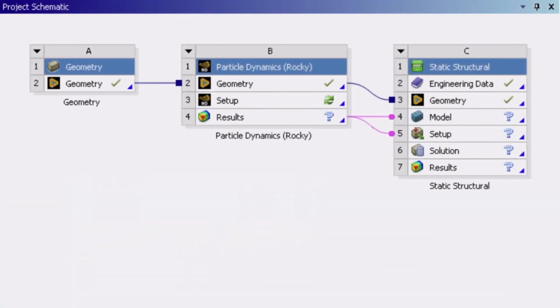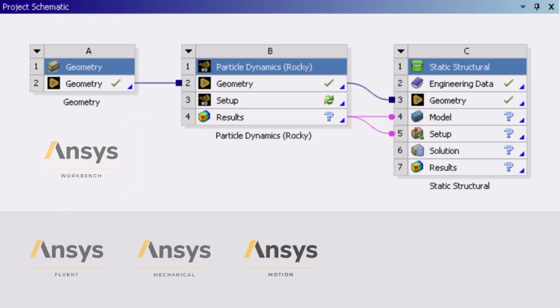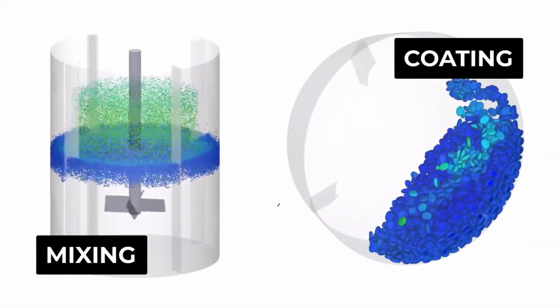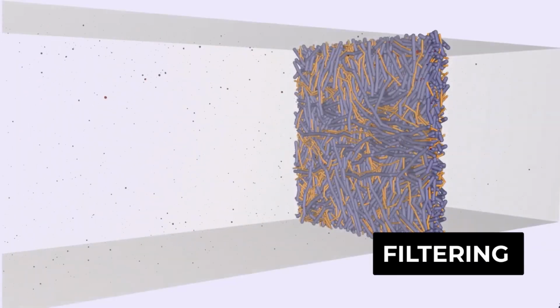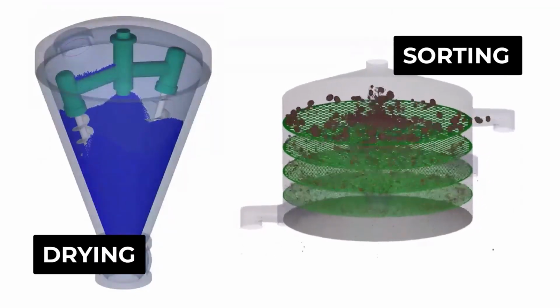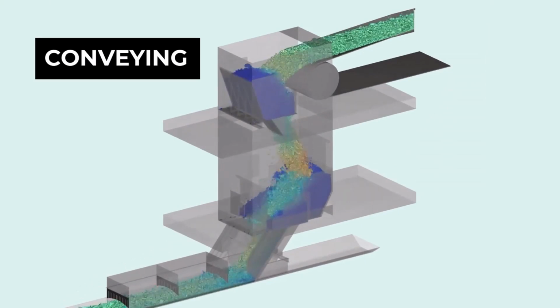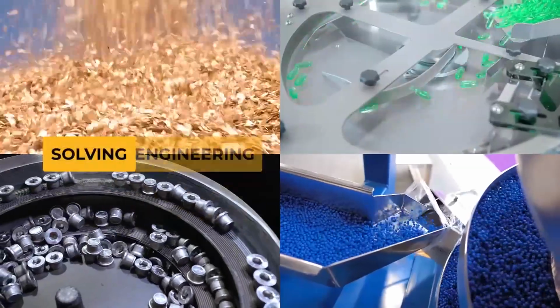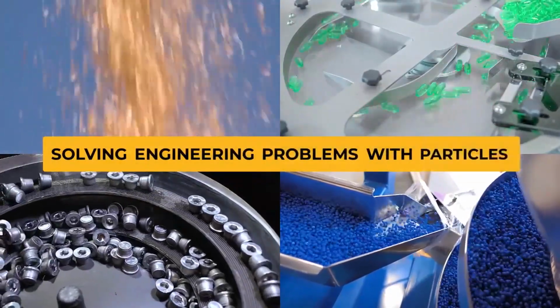And the integration with other Ansys products provides engineers with the ability to perform multi-physics simulation solutions to solve engineering challenges. With Ansys Rocky, you can simulate the particle behavior in many industrial applications. Accelerate your toughest particle simulations by using the most powerful DEM software to solve large and complex problems accurately and efficiently. Discover how Ansys Rocky can help with your bulk solids and particulate systems challenges.